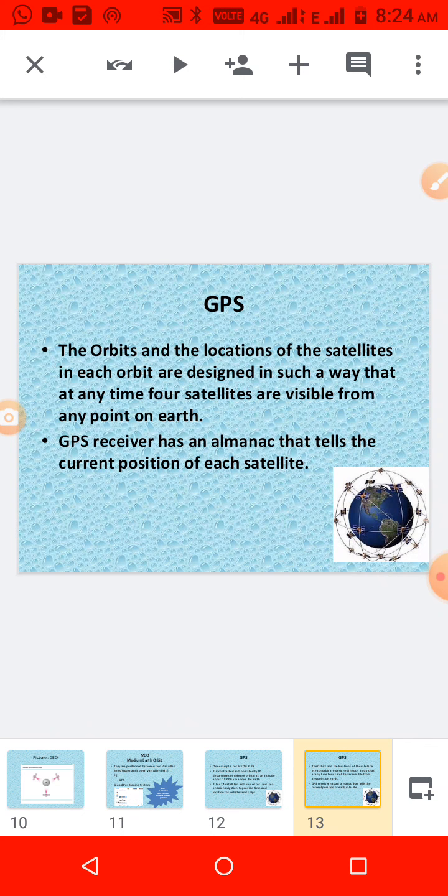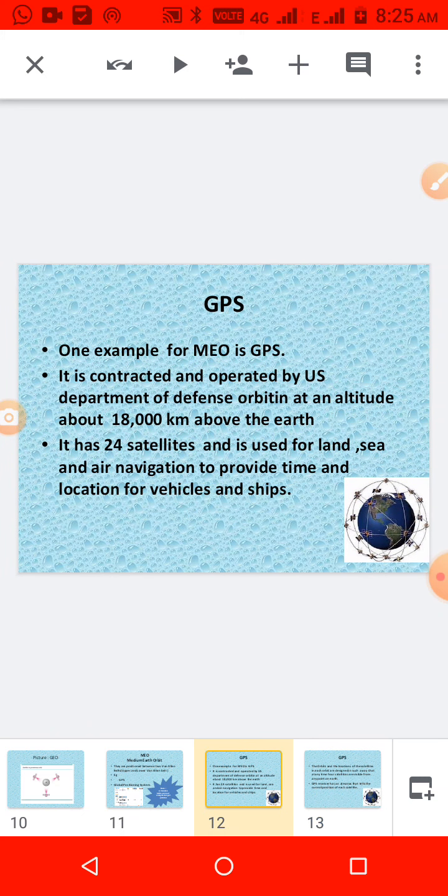The orbits and the locations of the satellites in each orbit are designed in such a way that at any time four satellites are visible from any point on the earth. And it has a dictionary also. That dictionary is used to give the current position of each satellite. So GPS means Global Positioning System. It contains 24 satellites. It is used to give the position and provide navigation, air navigation, and also it is used to provide time and location for the vehicles and ships. For these purposes we are using GPS.